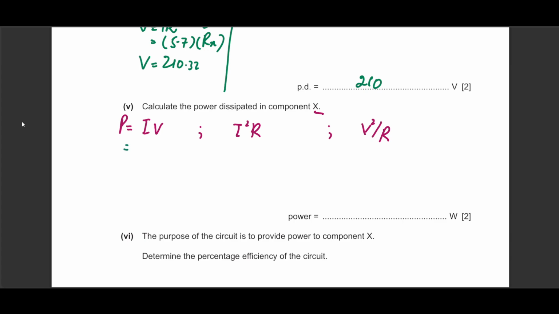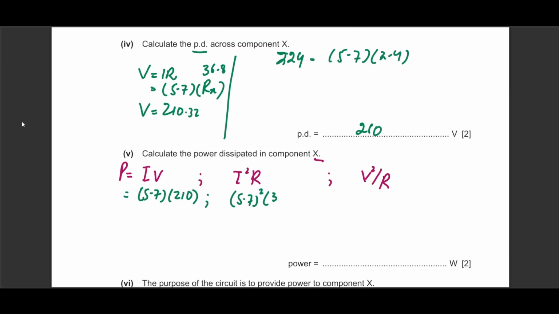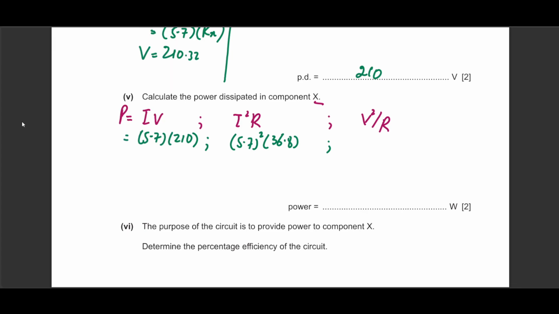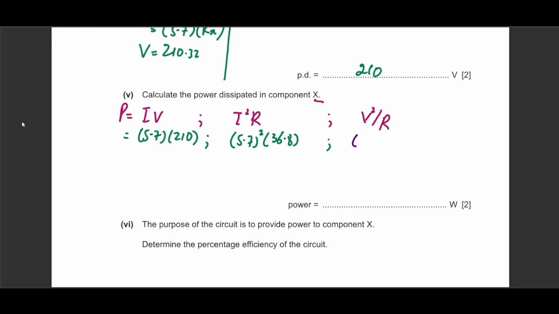So the current taken by this component was 5.7. The voltage it consumed was 210. The current was 5.7 squared. The resistance it had was 36.8. No square over here. And then we had the third option, which is voltage squared, which is 210 squared divided by 36.8.